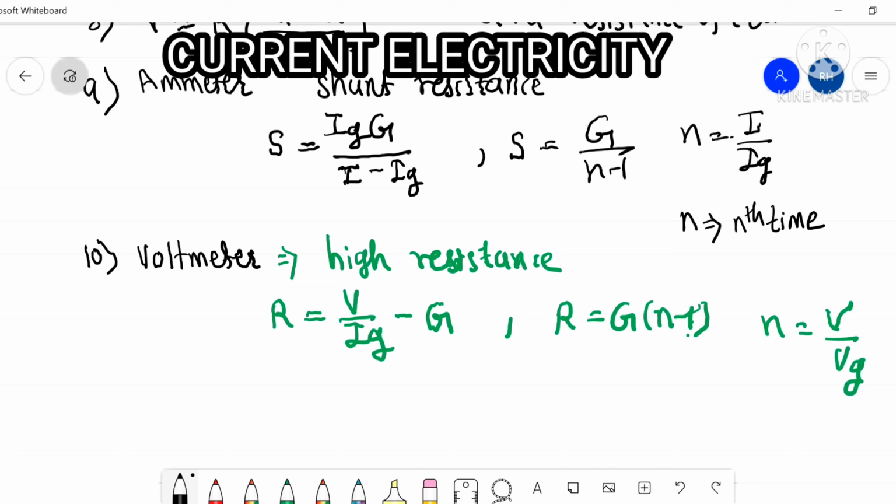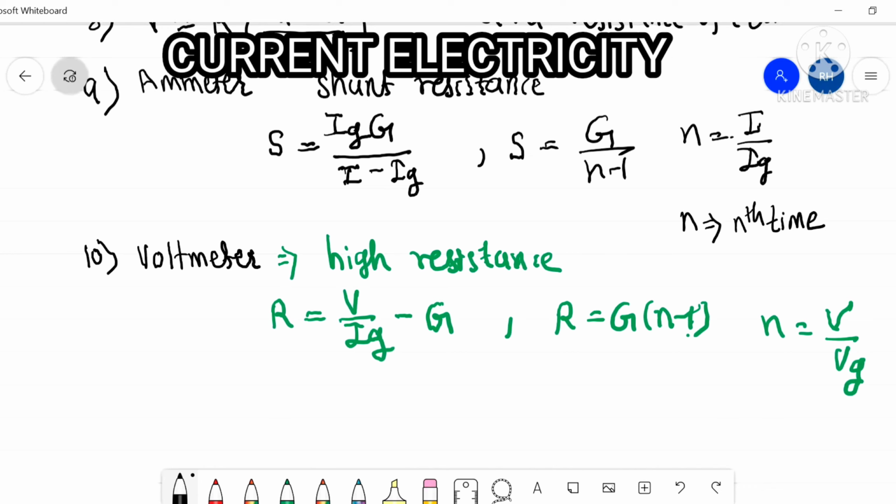Now close your eyes and recall this formula. R, high resistance. What is that high resistance? R, which is equal to V upon Ig minus G. Again recall this formula. R is equal to V upon Ig minus G. Good.